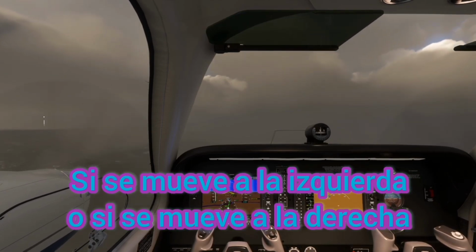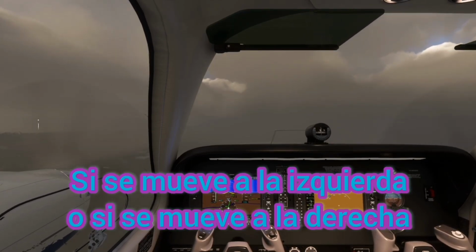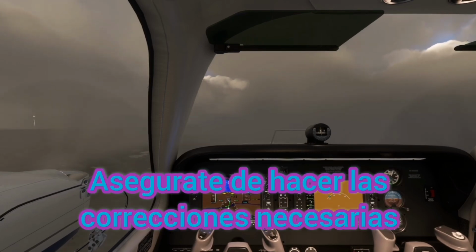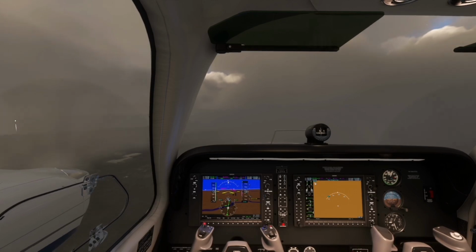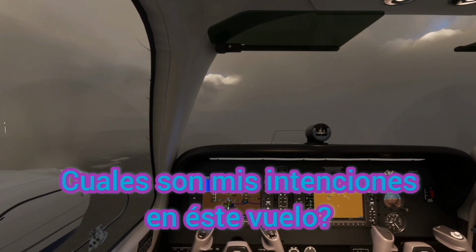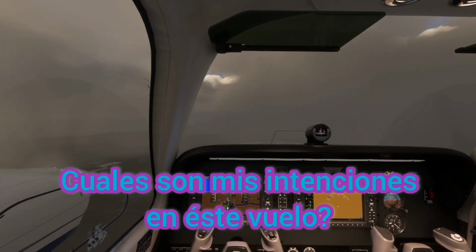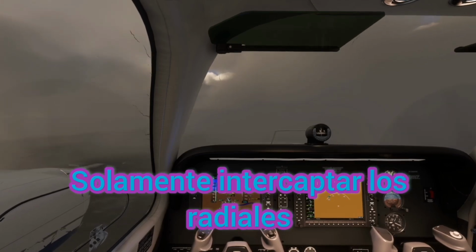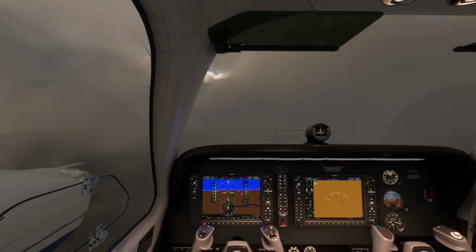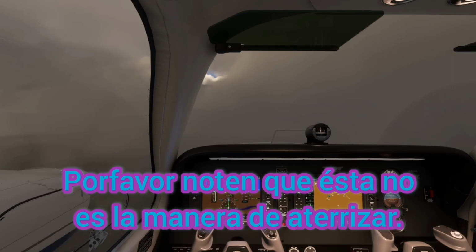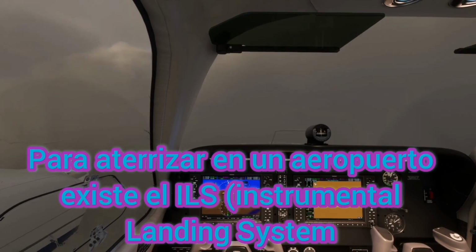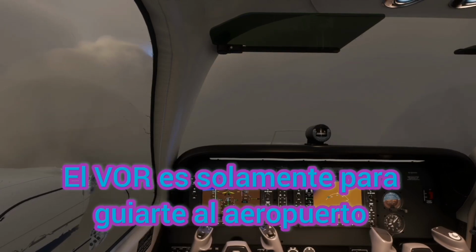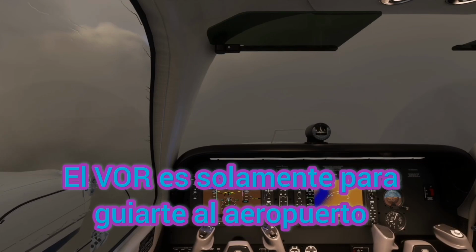If it moves to the left or to the right, make sure that you make the necessary corrections. My intention on this flight is to intercept the radials only, and we are going to land, but please notice that this is not the way to land at an airport. To land at an airport, there exists the ILS. The VOR is only to guide you to the airport.